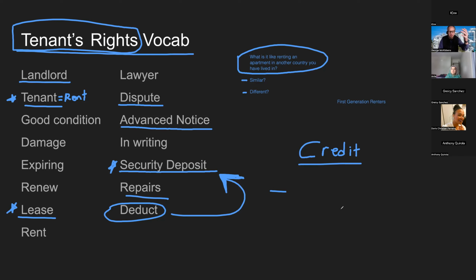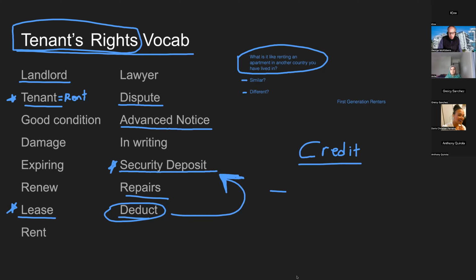If you paid like $1,500, I'm just making up numbers right now, $1,500, and it cost $600 to replace that machine, your security deposit, you will not get back the full amount. So when you leave, you finish the lease, you will only get back $900 of the security deposit. And that's what it means to deduct. The end. Okay.